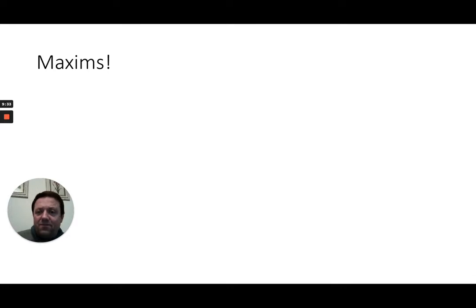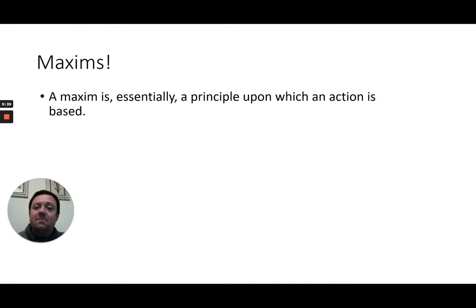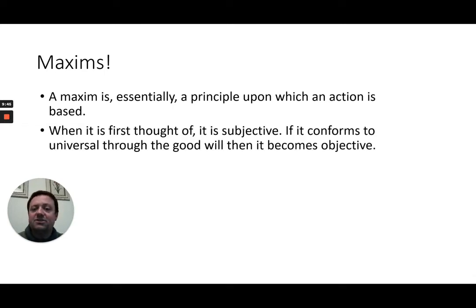Maxims. Now, I've referred to maxims a few times already, but this is where we're going to really pick apart what they are. A maxim is essentially an action guiding principle. So it's a principle on which an action is based. And according to Kant, at least, when it is first thought of, it is subjective. If it conforms to the universal law through the good will, then it becomes objective. And I'll cash out what that means in a moment.